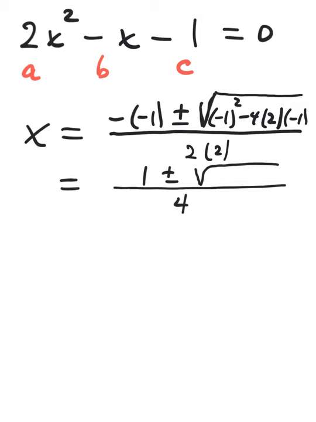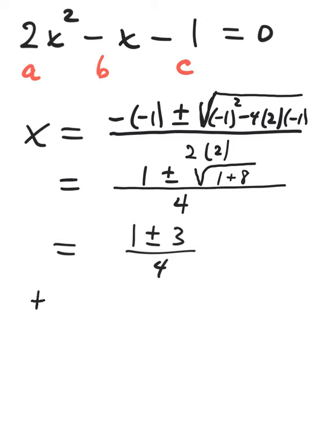Negative 1 squared is 1 minus 4 times 2 times negative 1. That's positive 8. Okay, now what does that give us total? Gives us a 9 under there, doesn't it? That's right. So we're going to have equals 1 plus or minus square root of 9 is 3 divided by 4.